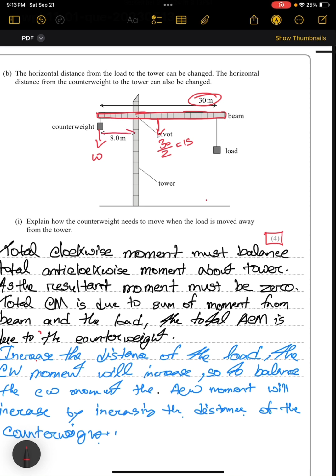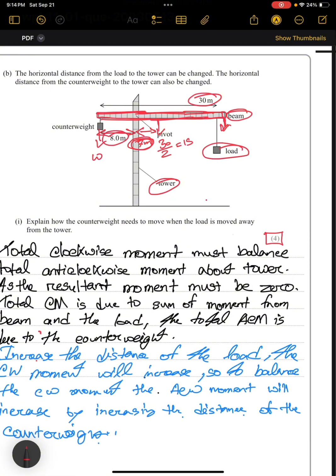As this is 8 meter, so this distance will be 7 meter. So the distance of the beam from the tower will be 7 meter. And the distance of the load needs to be found out, whether the load can be taken into this position. If the load is taken into this position, will this beam topple or not, will this beam fail or fall or not?